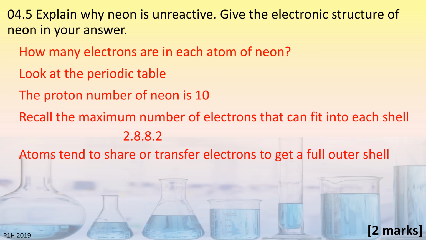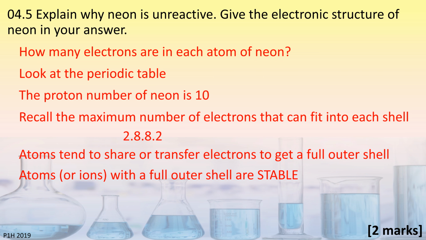Atoms tend to share or transfer electrons to get a full outer shell, and transferring and sharing electrons, this is what happens to electrons when they are making chemical bonds. Atoms or ions with a full outer shell are stable, so atoms will tend to gain or transfer electrons to get a full outer shell. They will tend to do that to become more stable.